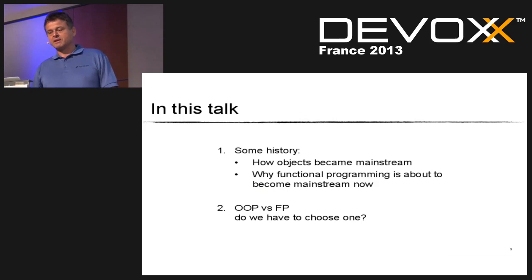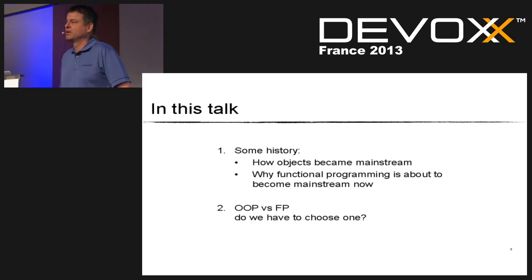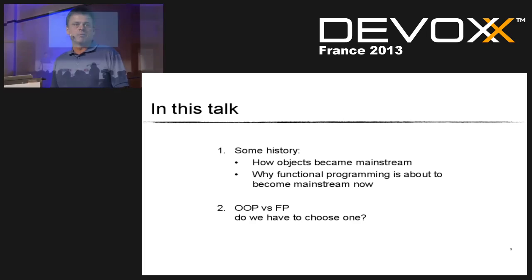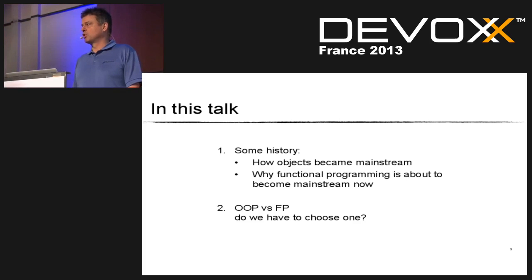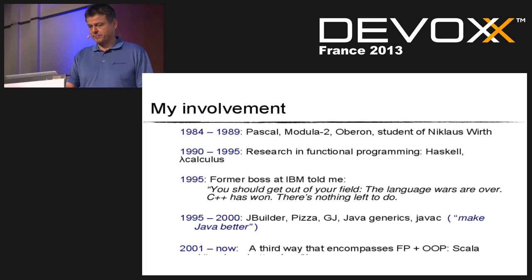Okay, so in this talk, there's going to be some history. I'm going to give you my personal recollection of how and why I think objects became mainstream, which is, of course, our environment for a long time now already, and why I think that functional programming is about to become mainstream now. And then I want to explore the question whether we have to choose between object-oriented programming and functional programming, or whether we can have the two and what form this could take.